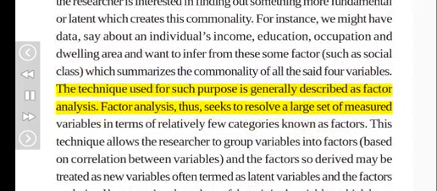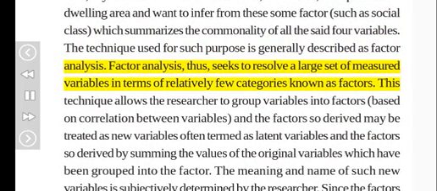The technique used for such purpose is generally described as factor analysis. Factor analysis, thus, seeks to resolve a large set of measured variables in terms of relatively few categories known as factors.